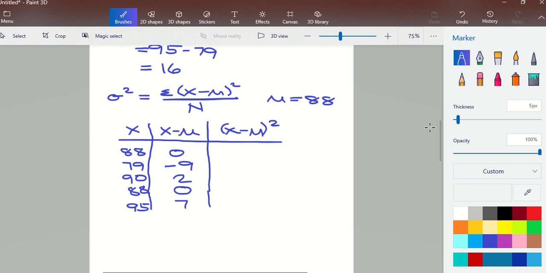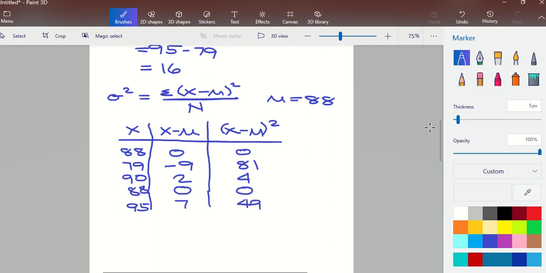Okay. After getting the x minus mu, we need to square the individual result. So 0 squared is 0. Negative 9 squared is 81. 2 squared is 4. 0 squared is 0. And lastly, 7 squared is 49.